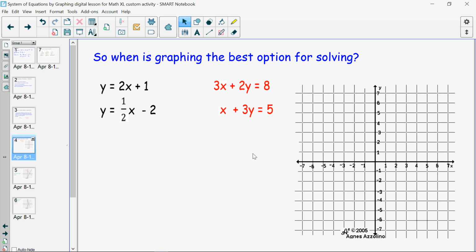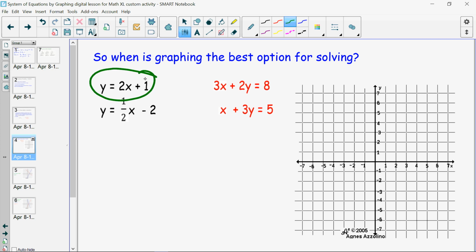Since that's the easy way to do it, I'm just very quickly going to graph it. So I'm going to go to pen, go to red. Oh, I don't want to do red. We'll do green. So I'm going to do this one real quick. y equals 2x plus 1. Well, 1 right there is my y-intercept. So I start there.